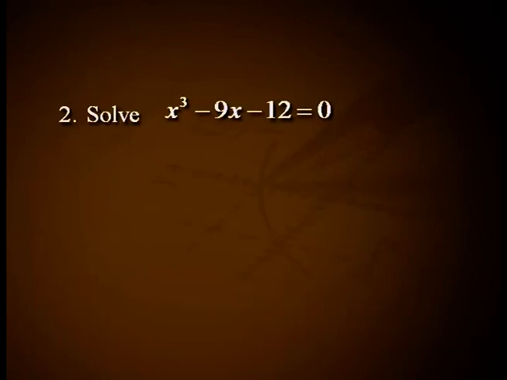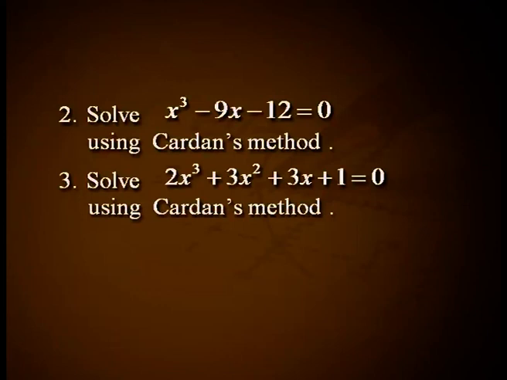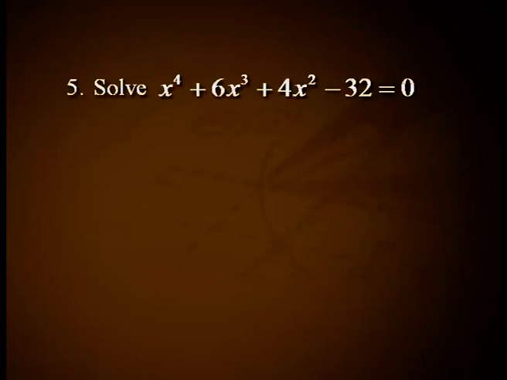2. Solve x³ − 9x − 12 = 0 using Cardan's method. 3. Solve 2x³ + 3x² + 3x + 1 = 0 using Cardan's method. 4. Solve x⁴ + 2x³ − 7x² − 8x + 12 = 0 using Ferrari's method. 5. Solve x⁴ + 6x³ + 4x² − 32 = 0 using Ferrari's method.